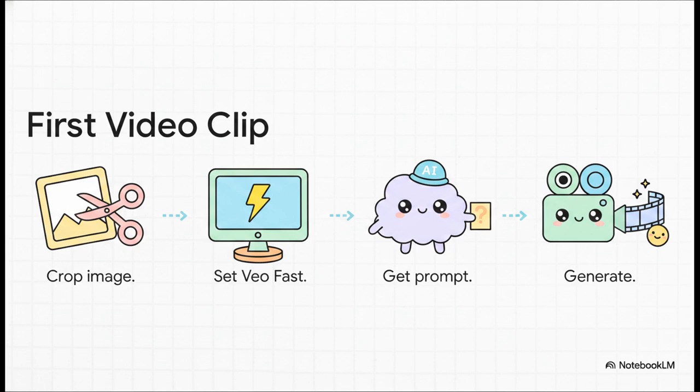So here's the exact workflow to get your very first clip. First, upload and crop your base image right there in VO3. Next, and please don't skip this, it's super important, you have to make sure your output is set to VO3 fast. Okay, then you bounce back to your director, ChatGPT.